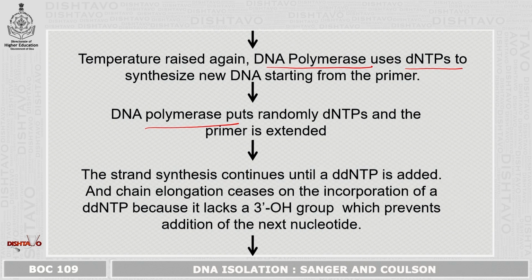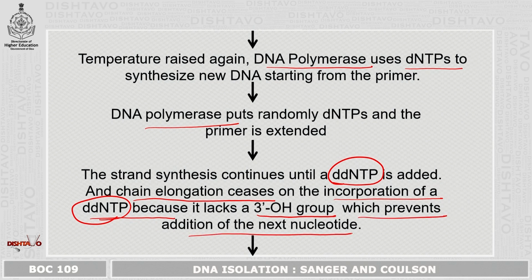Now, this synthesis continues until the template strand, or in the test tube, comes across a dideoxynucleotide triphosphate. And at that point, the chain elongation ceases, because there is an incorporation of a dideoxynucleotide. Now, this dideoxynucleotide, students, I already told you, lacks the 3'-OH group. This OH group is very important to form the phosphodiester bond. Once it lacks this, it prevents any further addition of the next nucleotide, and the strand breaks there.